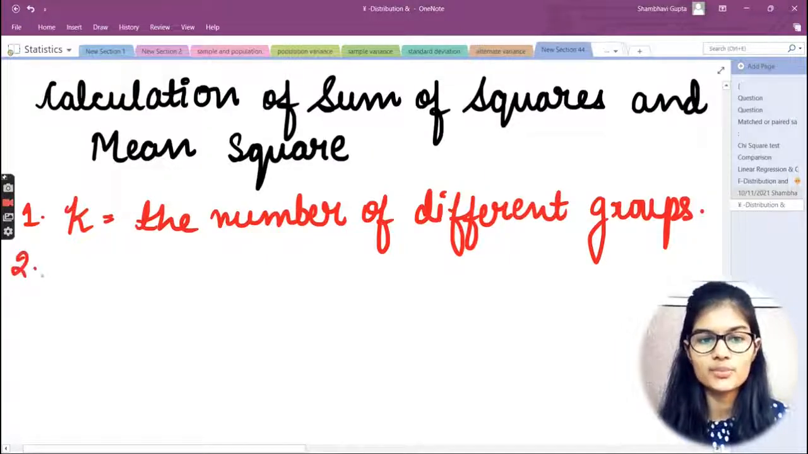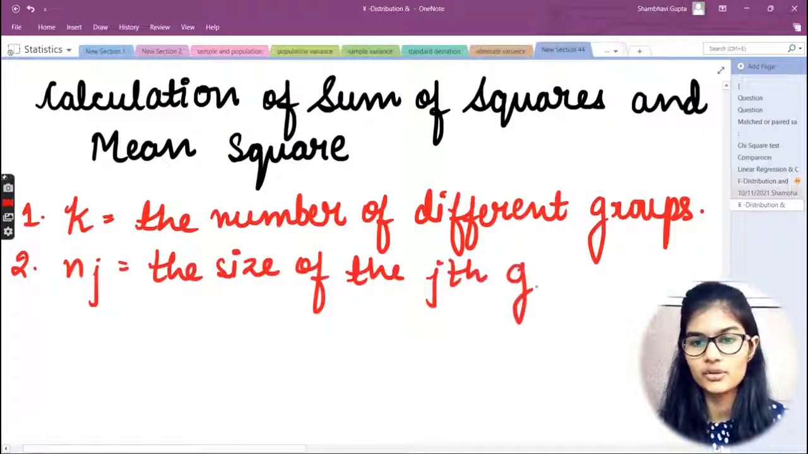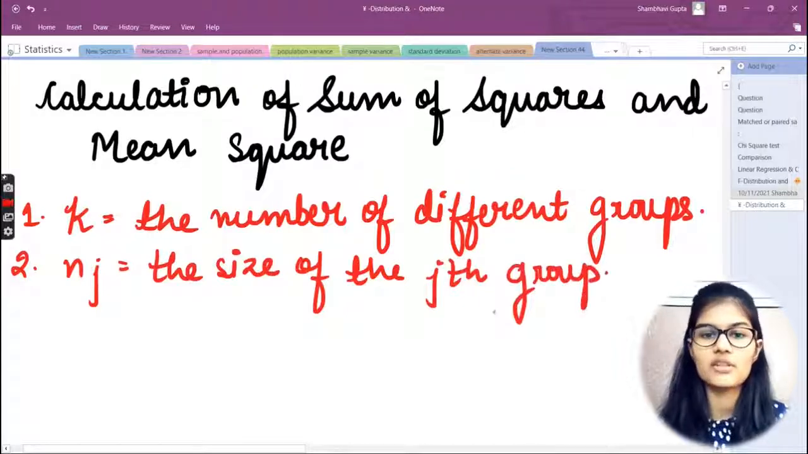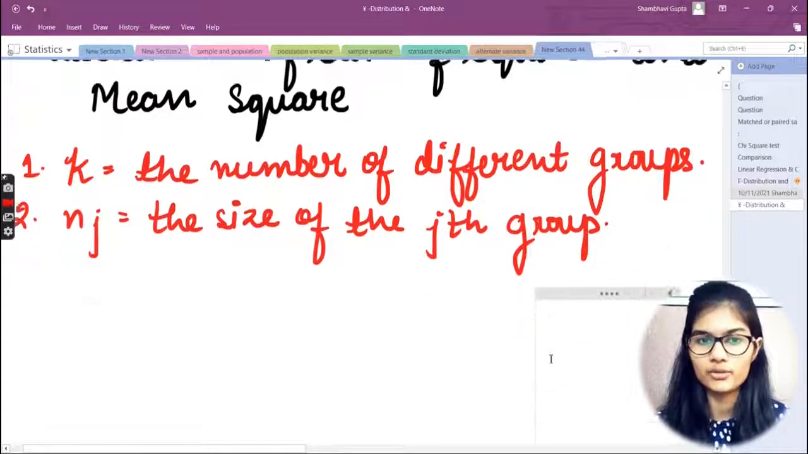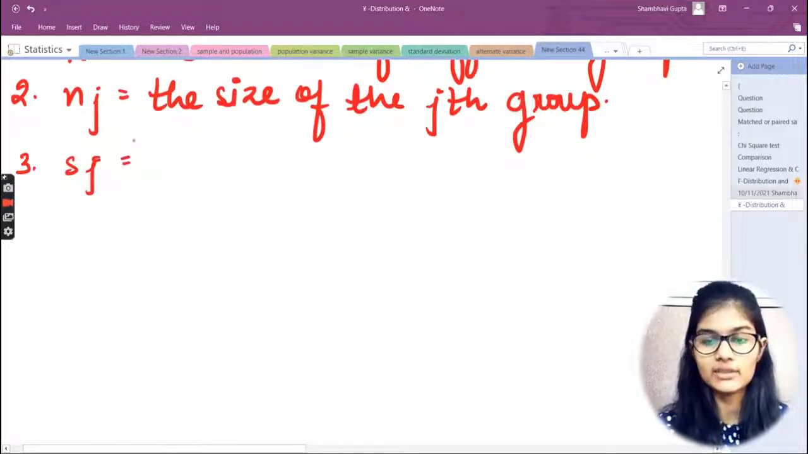Now moving to the next point, we have n of j here. What is that? It is the size of the jth group. So whenever you see a notation written like n with subscript j, you can understand that this is the size of the jth group, right? Now let me come down to the third point, and here we have s of j, the very next value.